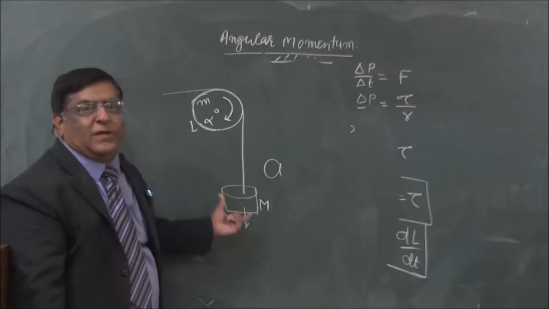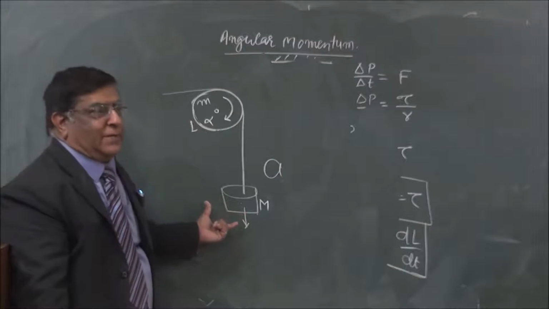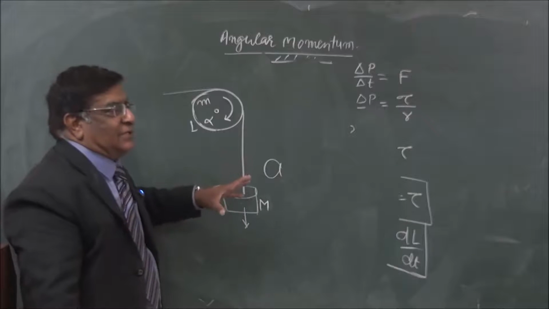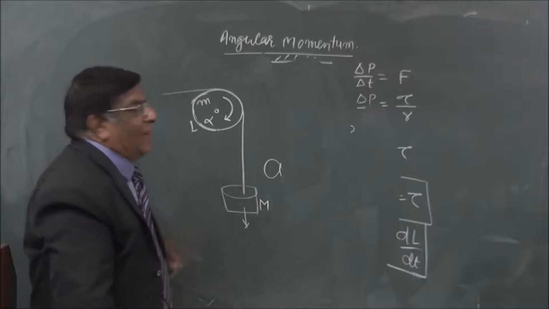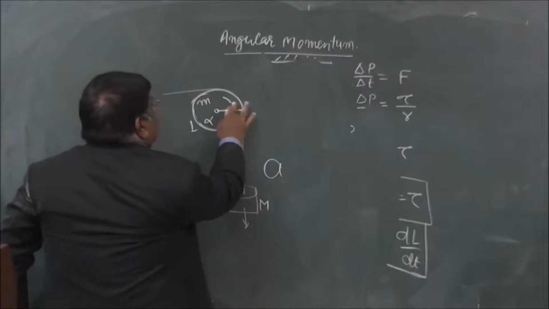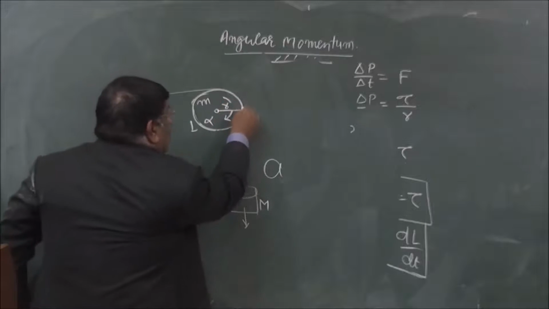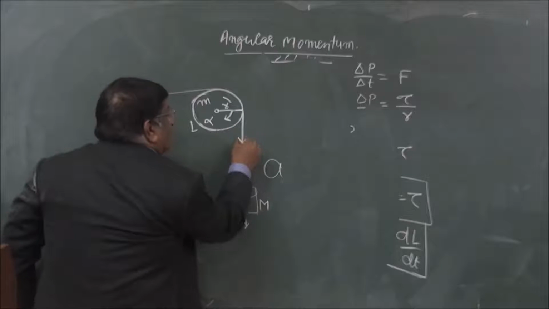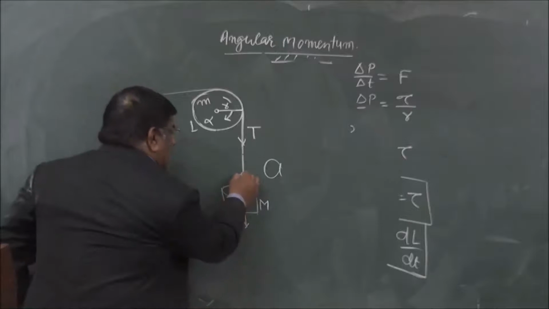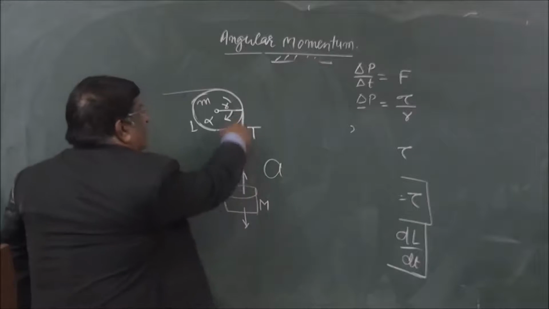If it is freely falling, how much is acceleration? 9.8. Now how much is acceleration? We want to find out, and that is the calculation you have to do. Now remember it. This radius is R. Here is this force working on it, and this force is how much? Tension. We know this is tension and this is tension here.